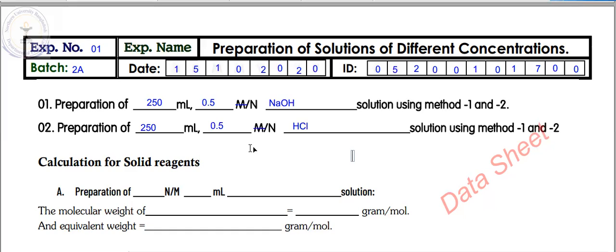After getting the problem, you have to write down the problem, using the format that has been given in your data sheet. You have to write like this: preparation of 250 ml 0.5 molarity. Since it is not a molarity calculation, you have to cancel the molarity and the normality will prevail. So the problem should be written in this format: 250 ml 0.5 normal sodium hydroxide solution, 250 ml 0.5 normal hydrochloric acid solution.